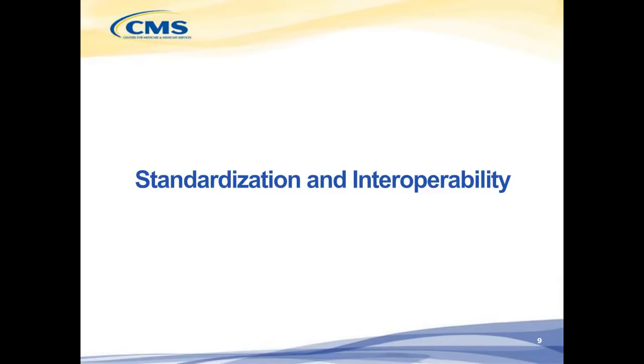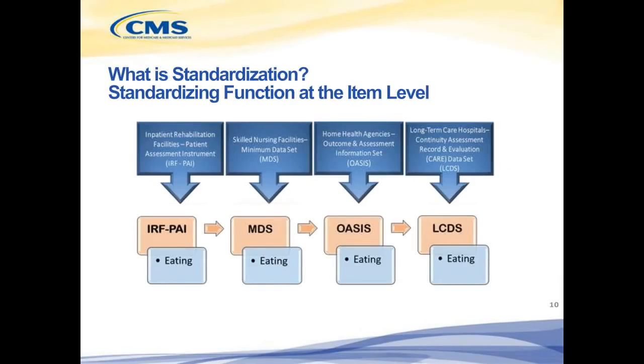And we're going to talk a little bit about standardization and interoperability and exactly what that means. The next slide, slide 10. So what is standardization? At CMS, the Division of Chronic and Post-Acute Care is aligning the questions and answers on the post-acute care assessment to be uniform as much as possible. And this is so that concepts are measured in the same way and data can be compared across settings.